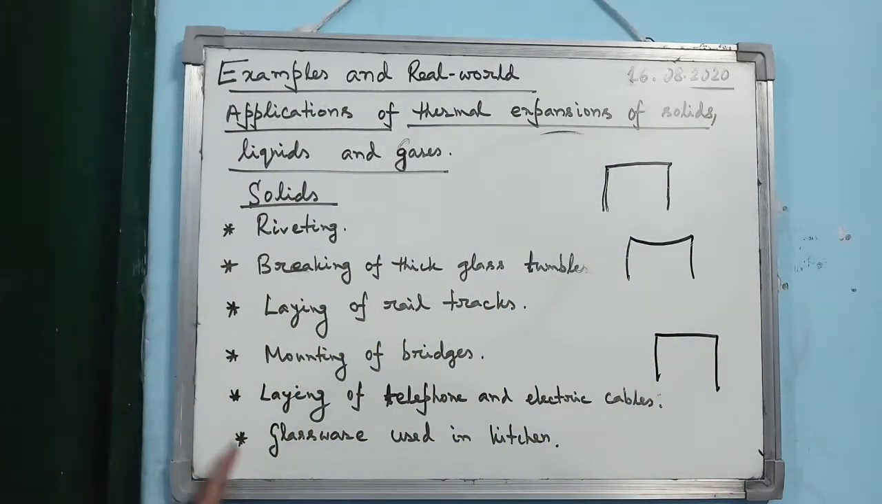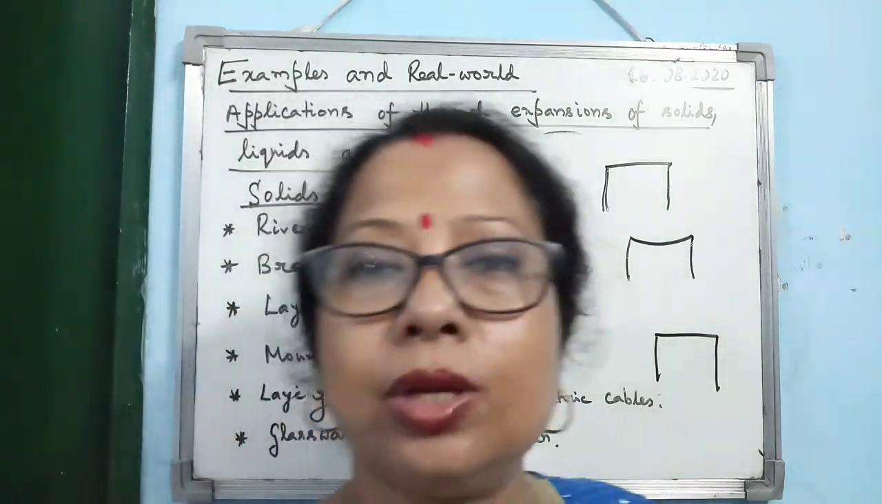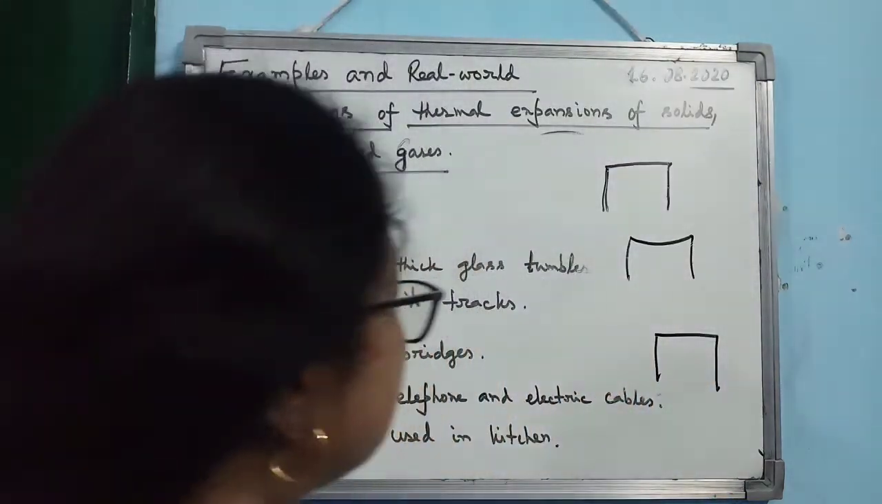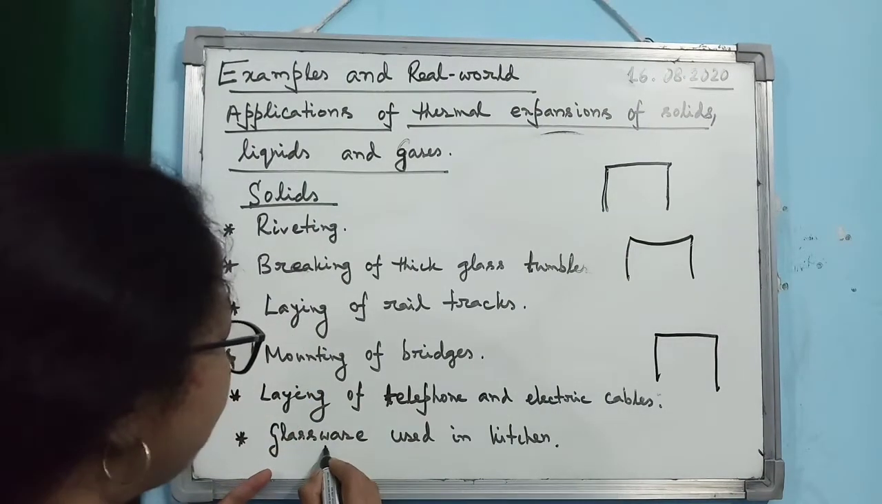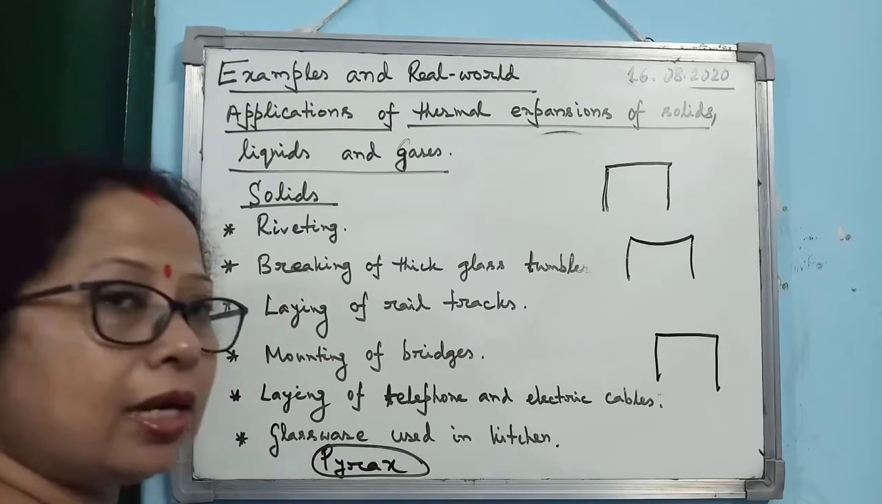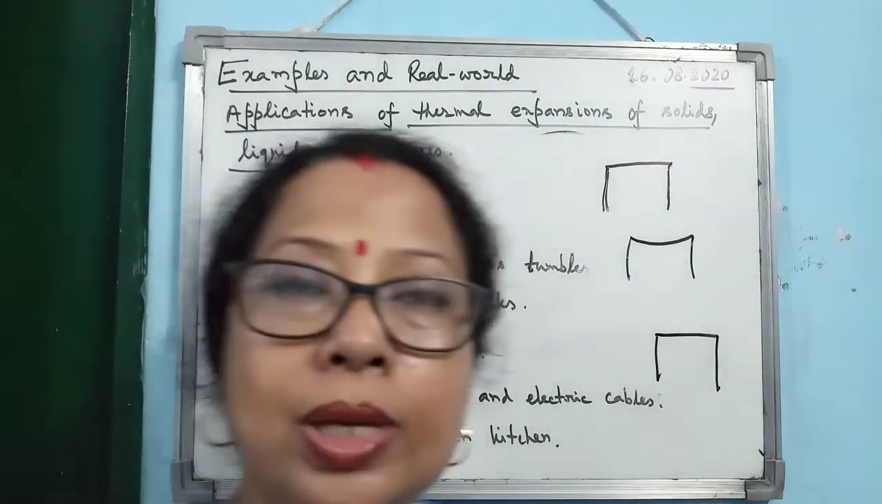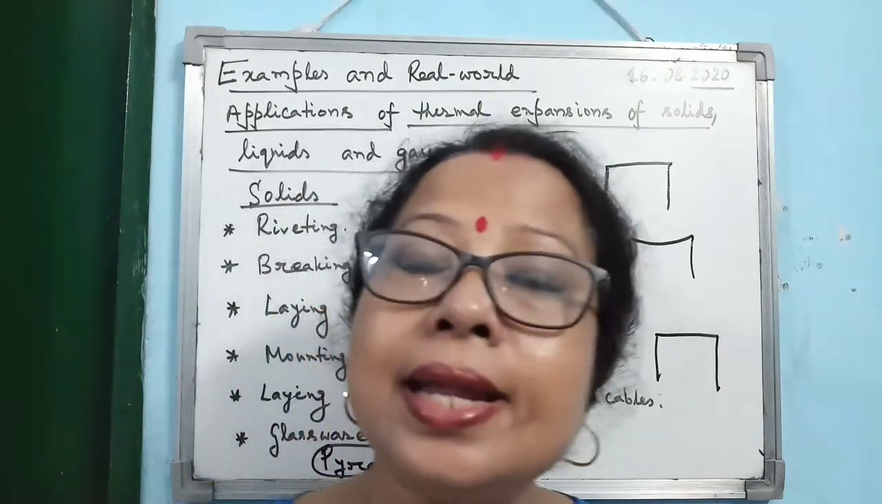The next one is, if you consider the glass utensils that we use in the kitchen, what kind of glass do we use? This is a very important question. What kind of glass do we use? We use Pyrex glass.